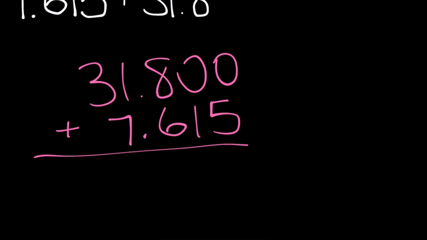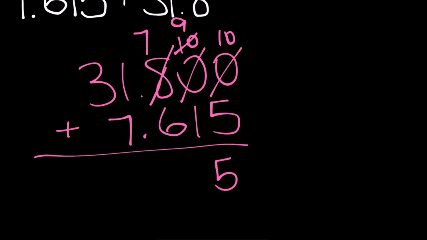So we have to borrow some numbers here. So we're going to borrow something from the 8. So that will turn into a 7. We have to borrow again from this 0, so we can take something from here. So this will be a 9, and that will be a 10. So 10 minus 5 is 5. 9 minus 1 is 8. 7 minus 6 is 1.